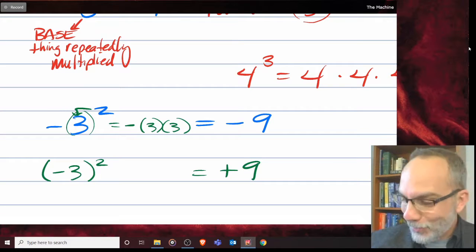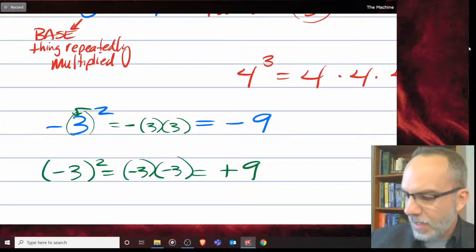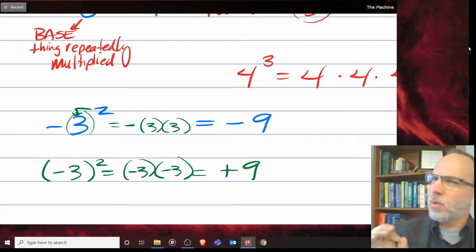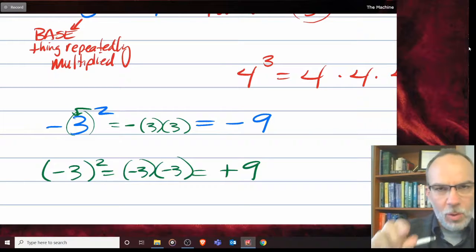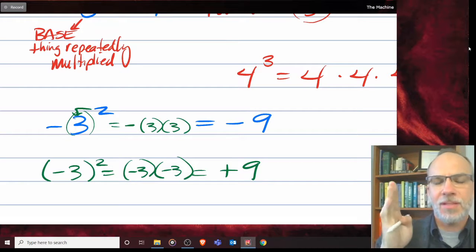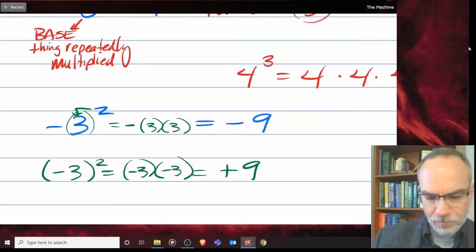But when I include the negative sign in the parentheses, this means the base is now -3. And so then it's -3 times -3, which is +9. Okay, so be very careful of the base. The thing that you should be thinking about when you see an exponent is, what's the base? If there are no parentheses, it is only the thing that the exponent is touching. It's only the character or the symbol or whatever it is that's immediately to the left of the exponent and nothing more.